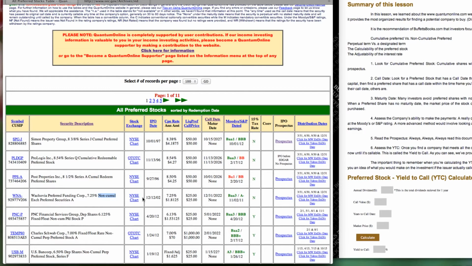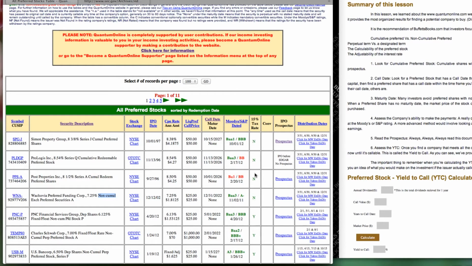So when you look at this Wachovia and you see that they're an A minus, this company is able to meet their debt obligations with this type of rating. So the chances of you getting your dividend payment, probably pretty good. You're probably going to receive that dividend payment. But if the company falls on hard times, it would be stopped in a split second because it's a non-cumulative preferred share.